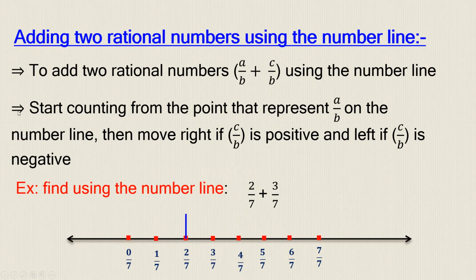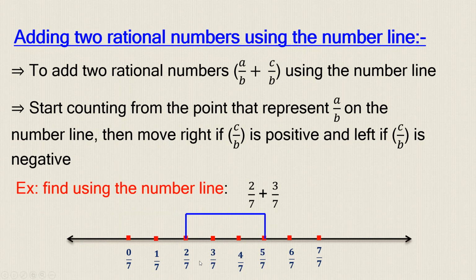We said before, when I have a positive rational number, I will move to the right. How many steps? 3. 1, 2, 3. I will stand at 5 over 7.